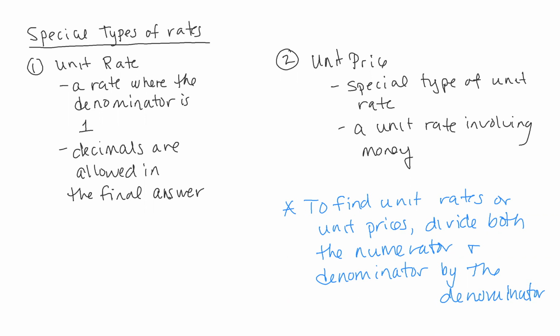Okay, so again, ratios are just comparisons of 2 quantities. Rates are special types of ratios where those 2 quantities that you're comparing have different units. And then we have special types of rates called unit rates. Unit rates are a rate where the denominator is exactly 1. Decimals are absolutely permitted in the final answer. And then we have this second special type of rate called a unit price, which is really just a special version of the unit rate. And the only thing that's different between a unit rate and a unit price is that a unit price involves money. To find unit rates or unit prices, you divide both values in that ratio by the denominator. So let's look at some examples.